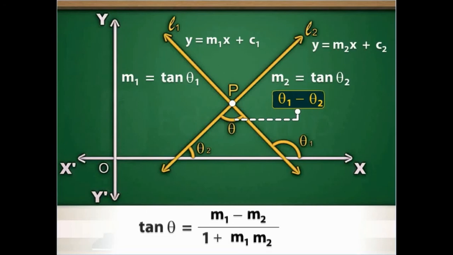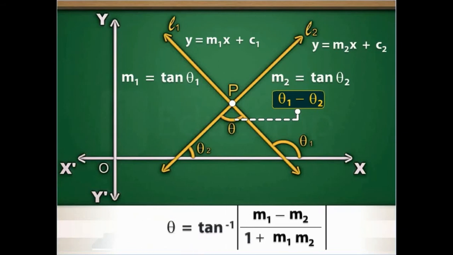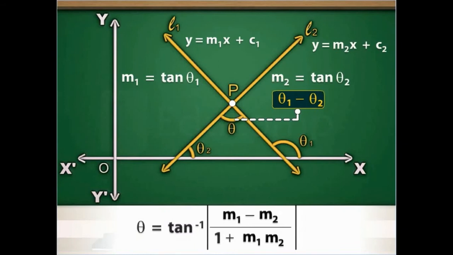As the trigonometric ratio tan θ is positive for any acute angle theta, we consider only the absolute value of tan theta. This implies that theta is equal to tan inverse of modulus of m1 minus m2 upon 1 plus m1 m2.